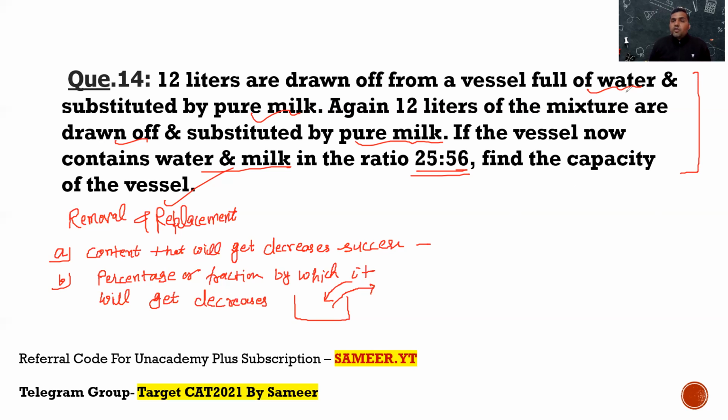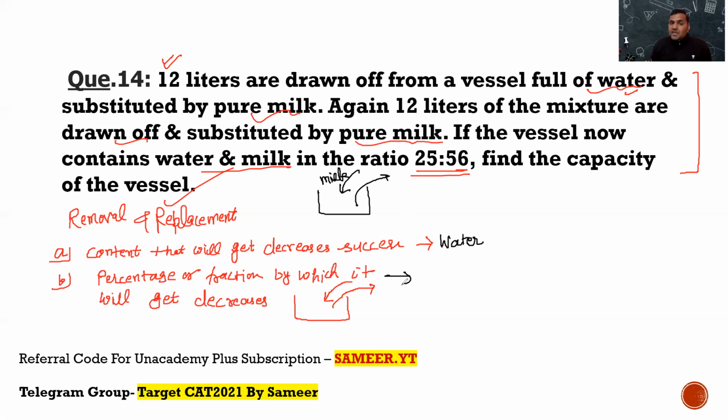We have a vessel full of water, and we are withdrawing a part of the water and replacing it with pure milk. So tell me the answer to the first question. In this particular question, which content will get decreased? You are removing water from the container and replacing it with milk. So the content that will get decreased successively is, water or milk? It will obviously be water, because water is what is being drawn out.